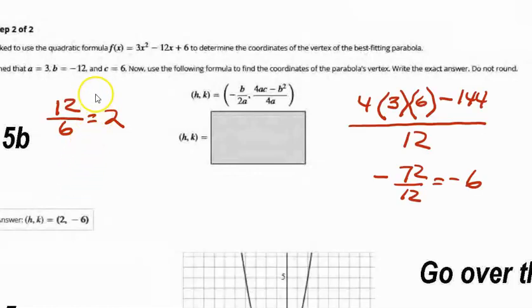So check your work. B is a negative 12, so a negative B would be 12. A is 3, times 2 is 6, so 12 divided by 6 is 2, which is what they're giving us as an answer. And here, just substituting, 4 times 3 times 6 is 72, minus 144 is a negative 72, divided by 4 times 3, which is 12, is a negative 6. We have found our vertex to be this.